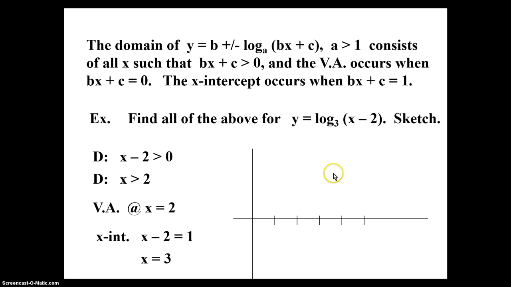Finally, you graph what you get, and you find your x-intercept to be at 3, your vertical asymptote to be at x equals 2. That's why it's called a vertical asymptote, because it's a vertical line. And then finally, you sketch your curve. Okay, so that's the lesson that we learned yesterday.